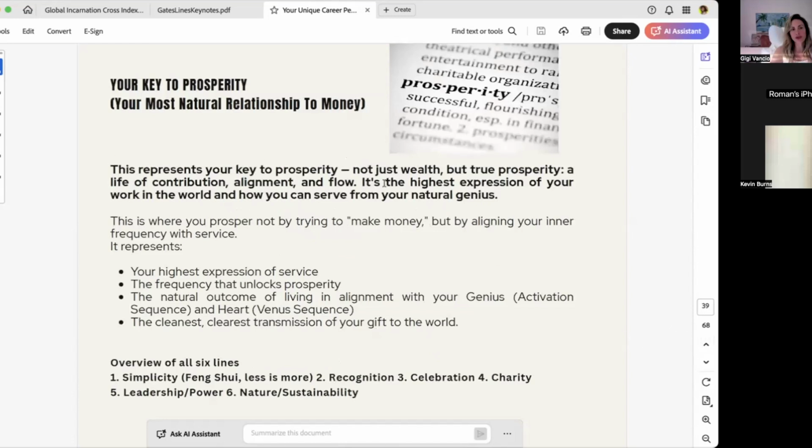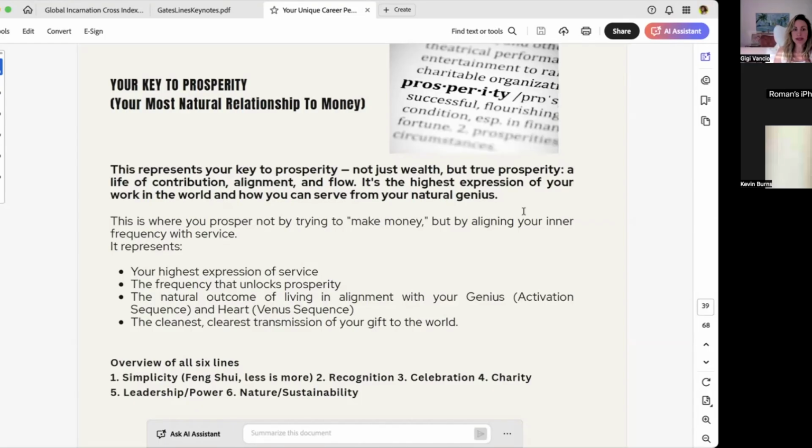So overall, your key to prosperity is your most natural relationship to money. It represents not just wealth, but true prosperity. It's your life where you're contributing, you're in alignment, you're in flow, you're in the highest expression of your work in the world, and how you can serve from your natural genius, your unique genius, the way you're designed to do things, versus trying to go get a job and make money, which is how we've all been brought up.